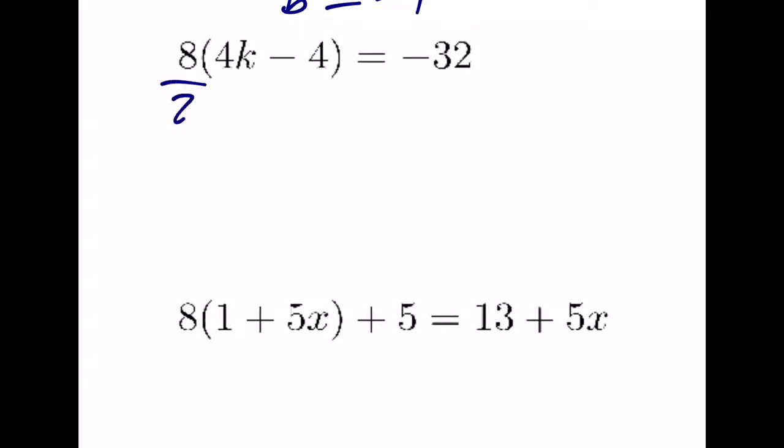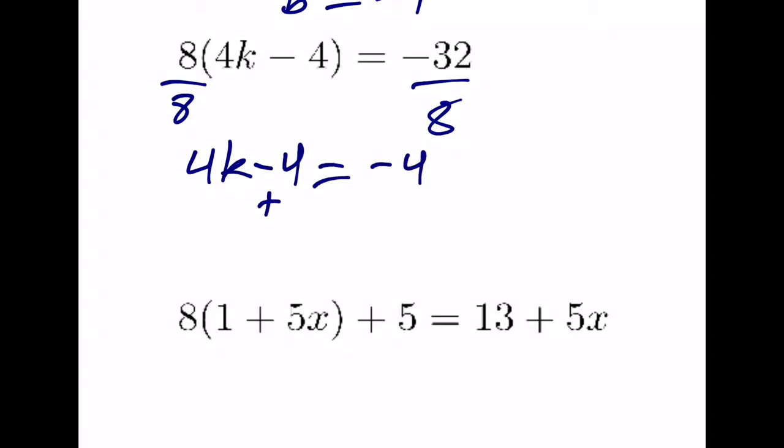Next problem, divide both sides by 8. We have 4k minus 4 is equal to negative 4. Then when we add 4 to both sides, we get 4k is equal to 0. And when we divide by 4, we get k is equal to 0.